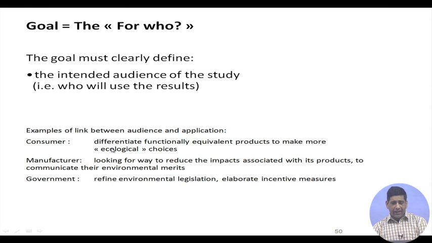So these are examples of the link between audience and application, which again came from the ISO document. You can have a consumer who wants to differentiate functionally equivalent products to make more ecological choices. This is exactly what I was telling you towards the end of the last module regarding two similar cell phones, two similar mobiles with similar price, similar RAM and memory, and these days you need two cameras, a front camera and a back camera. Many times I don't understand why you need those, but you have to take a selfie, and the whole country is kind of crazy about selfies sometimes.